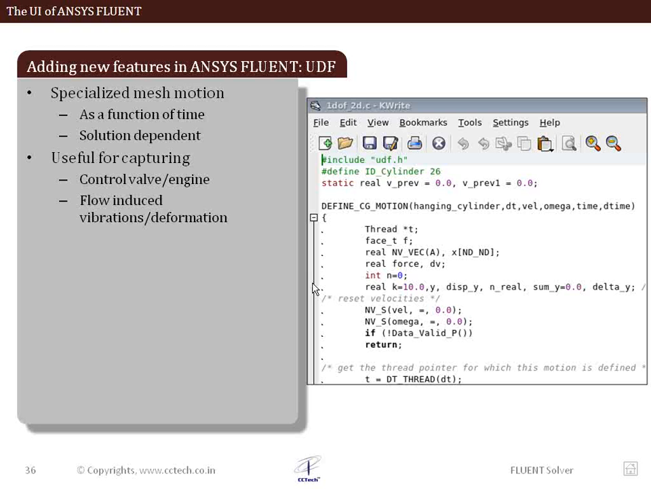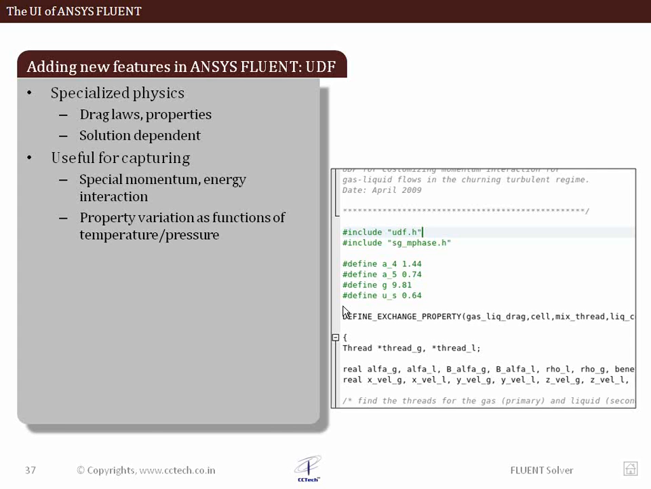And this is the other class of problems in which you might need to add some new features into ANSYS Fluent. The third category is when you want a different kind of treatment of some terms in your standard equations of continuity, momentum and energy. So let's say you want a special kind of drag law for your multiphase applications. In that case, you can again include udf.h, which is the special header file which has to be included in your user-defined function.